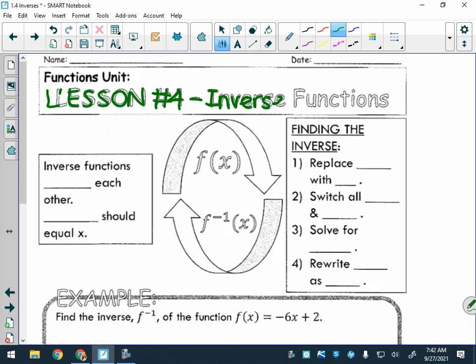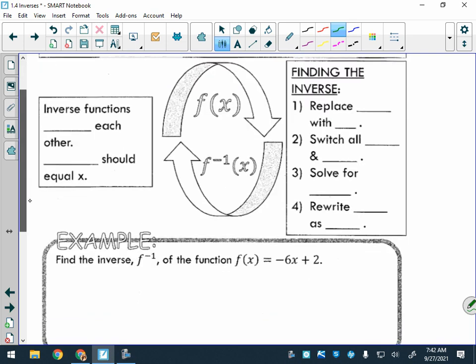Okay, so the main concept of inverse functions is all you're doing is switching x and y and solving for y. So, inverse functions undo each other, okay?